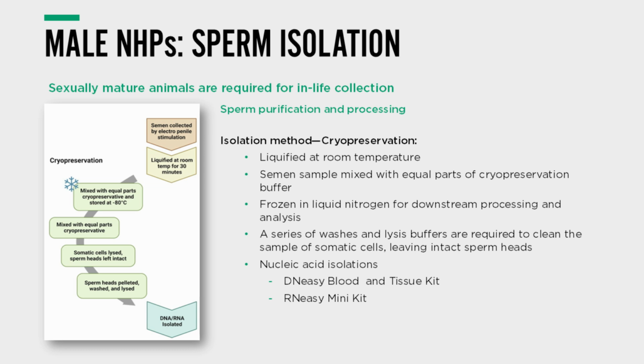In males, gamete collection is performed prior to study termination and requires the use of sexually mature animals. Semen samples are collected and mixed with a cryopreservation buffer, followed by controlled freezing and storage in liquid nitrogen. Prior to nucleic acid isolation, samples undergo a series of sequential washing and lysing steps designed to remove contaminating somatic cells while preserving sperm integrity. Once this purification process is complete, the resulting intact sperm heads are suitable for DNA and RNA isolation.